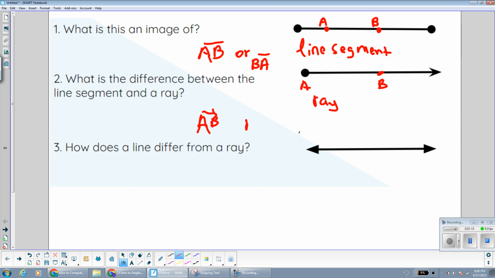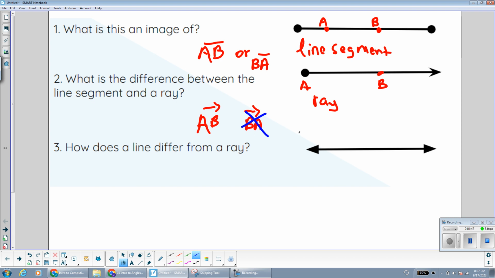Now the question is, can we also call this ray BA? And the answer is no. The reason why we cannot call this ray BA is because rays do have direction. The arrow indicates the direction that the ray is extending infinitely in. So here, this ray is starting at point A and it's going infinitely in the direction of point B towards the arrow. So the arrow on top needs to point towards B. So this would not be a correct name for the ray.